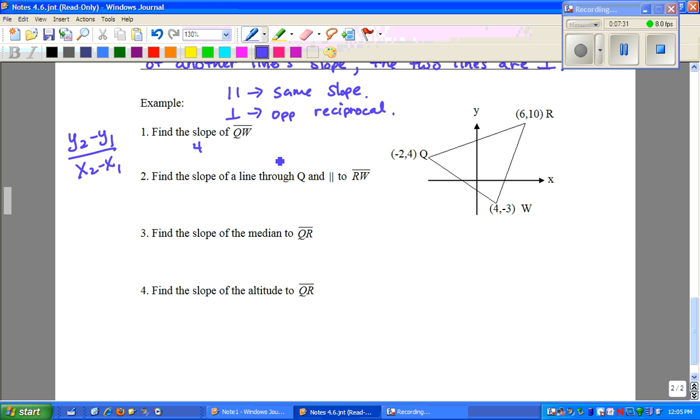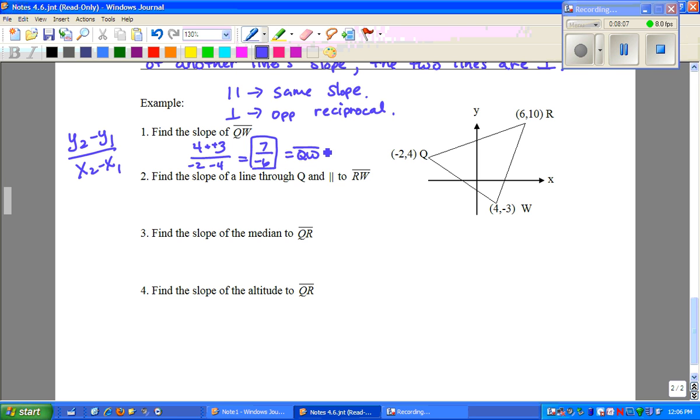So we'll start here. We'll call this. So we got 4 minus -3 over, back up top, -2 minus 4. Okay, well, what happens when you have two minus signs next to each other? You end up putting the 2 together and making it a plus sign. So we get 7 over -6. And it can't be simplified anymore, so you leave it as 7 over -6. So that's the answer for the slope of QW.